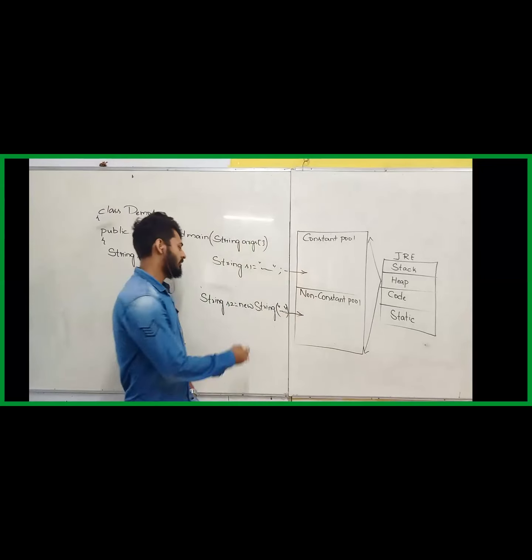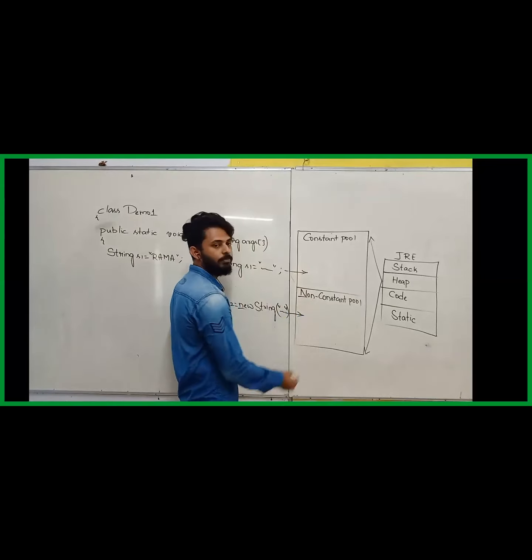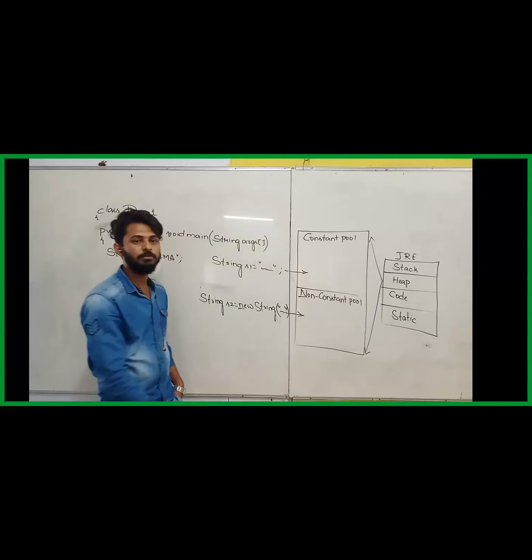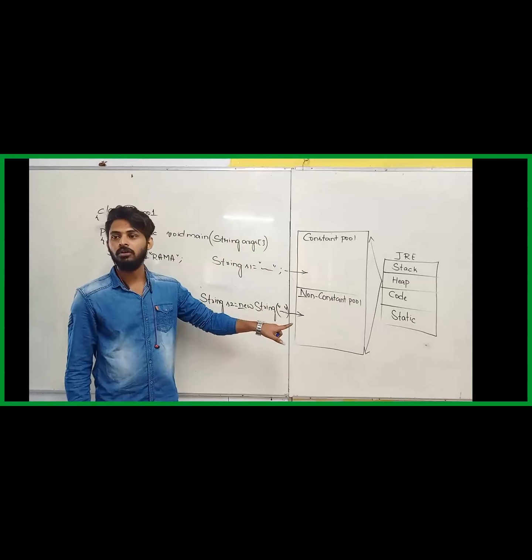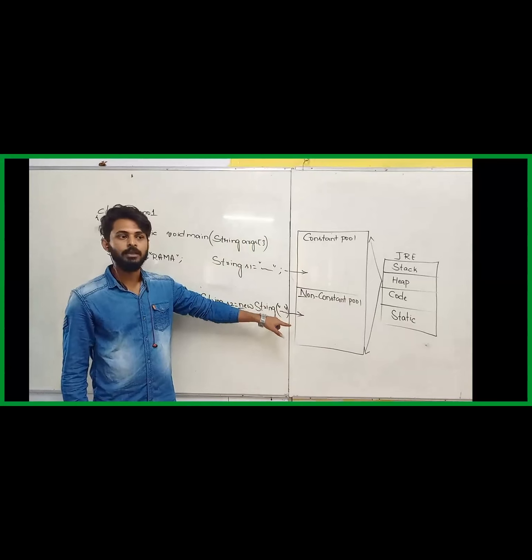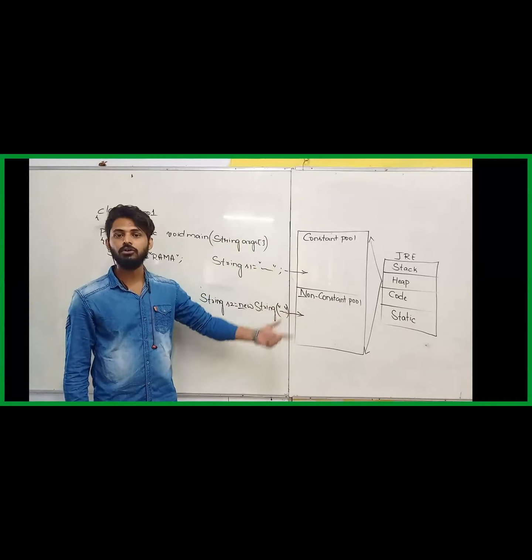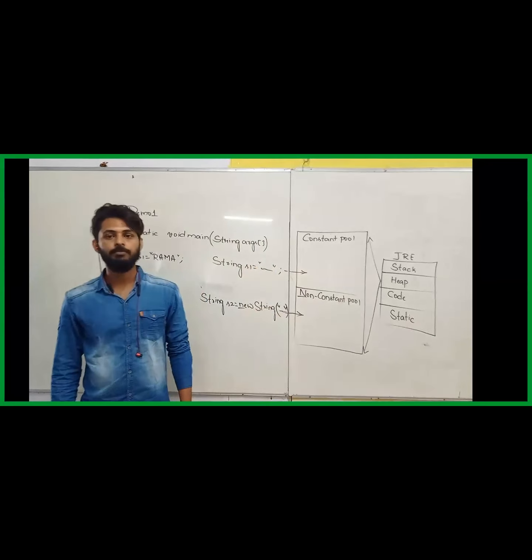How to remember? Just remember this one, so that the other one you can easily remember. If you are using new, n is coming, which means it will directly go to n, non-constant pool. If you are not using the new keyword, it will directly go to the constant pool.